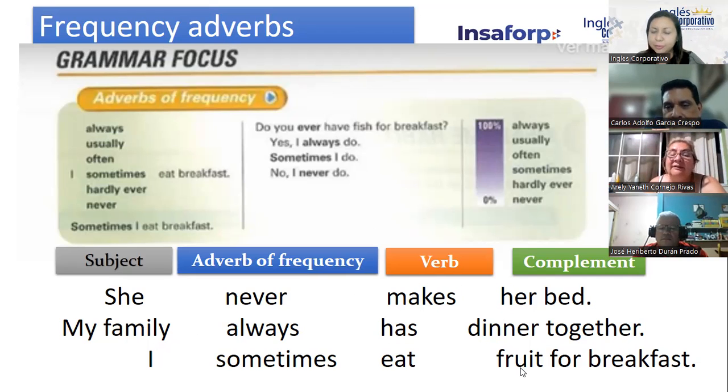Sometimes. De vez en cuando. Okay, it's like 50%. Right, 50%. Sometimes. And to make questions, it could be like this.